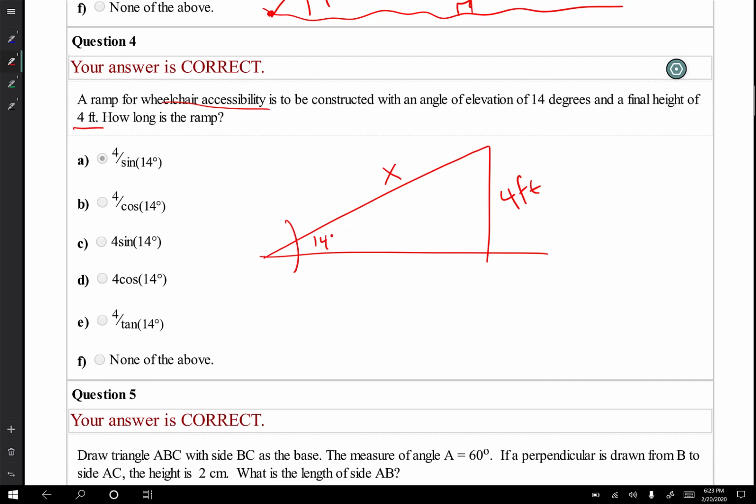Well, with respect to 14 degrees, that 4 is opposite. That x is the hypotenuse because I've got a right angle right there. So sine of 14 degrees, sine is opposite over hypotenuse, is equal to 4 over x. Since you're trying to solve for x, you swap these, because it's like saying times x, so x sine 14 equals 4. Divide by sine 14, so x equals 4 over sine 14.